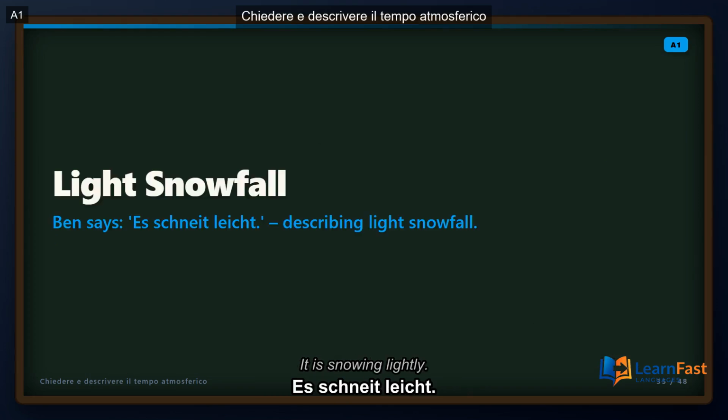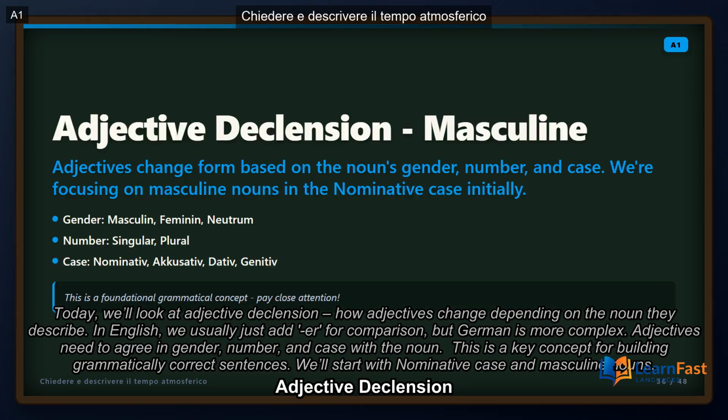Es schneit leicht. Today, we'll look at adjective declension, how adjectives change depending on the noun they describe. In English, we usually just add "-er" for comparison, but German is more complex. Adjectives need to agree in gender, number, and case with the noun. This is a key concept for building grammatically correct sentences.